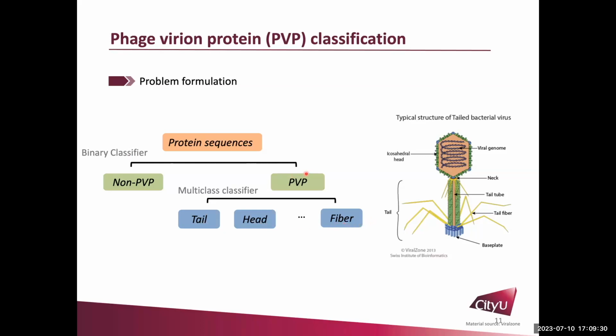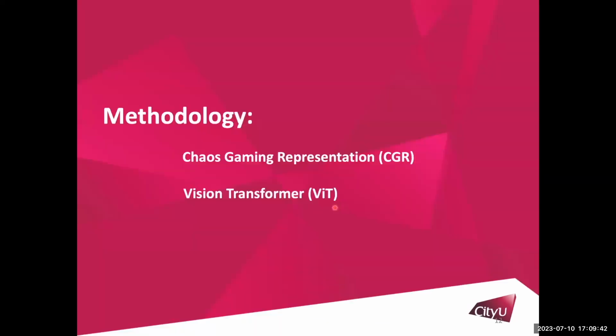People care more about the annotation of the PVP because they are usually used in phage-related tasks, like phage identification or taxonomy classification. In our model, there are two main components: K-gaming representation for encoding the protein sequences, and the Vision transformer for classification.